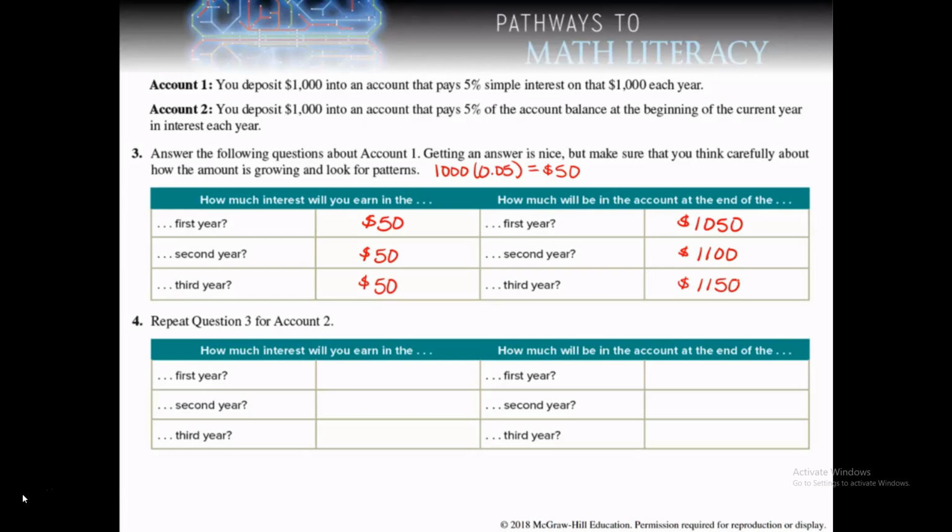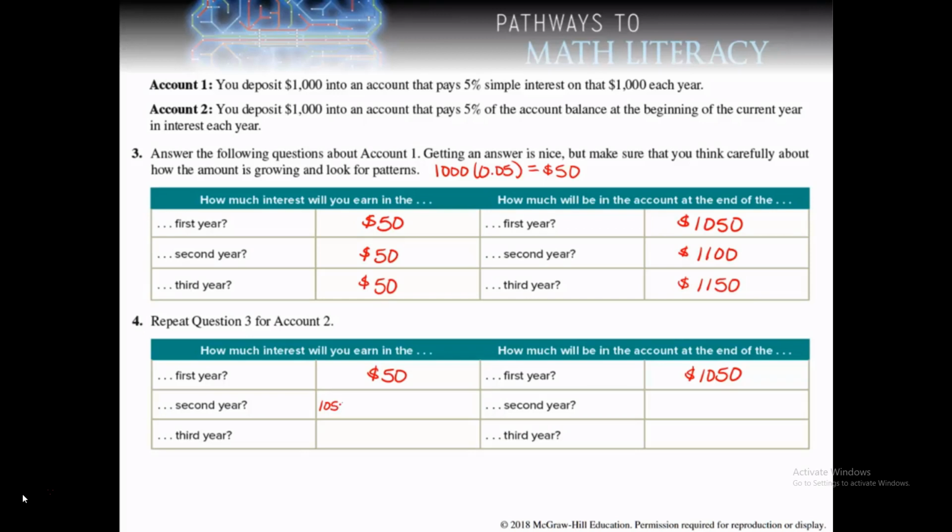Now in number four, we're going to do that for a compound interest account, and that works differently. That means that at the end of each year, we're going to earn 5% on the new balance. Well, in the first year, that would end up being the same. We have $1,000, we're earning 5%, so that one will be 50, which will again give us 1,050 at the end of the year.